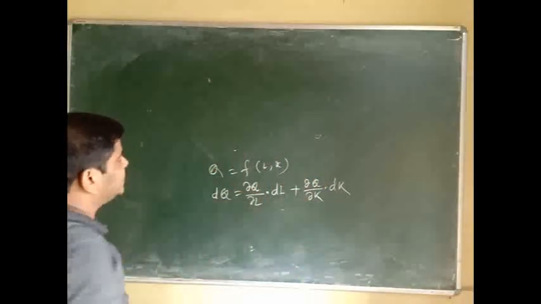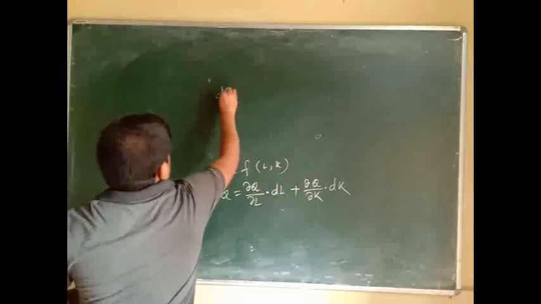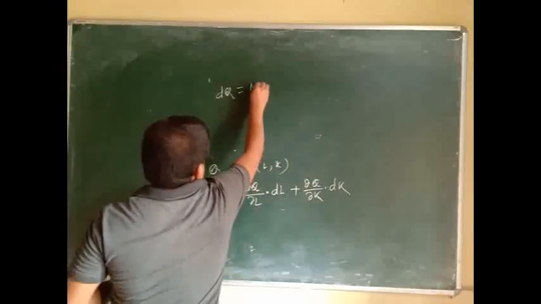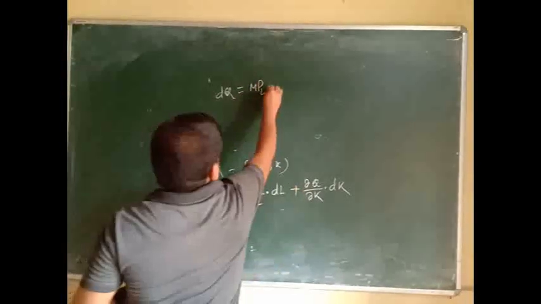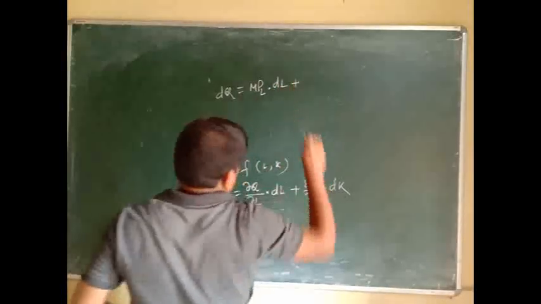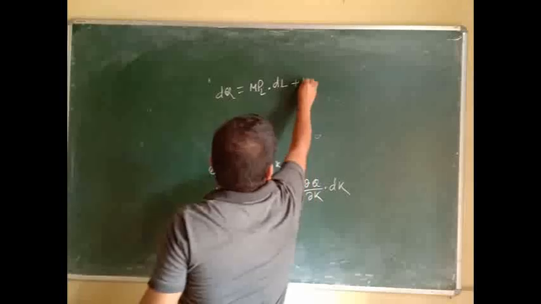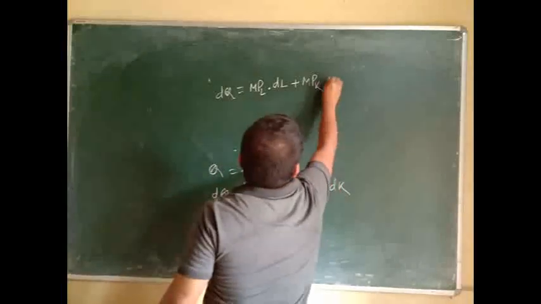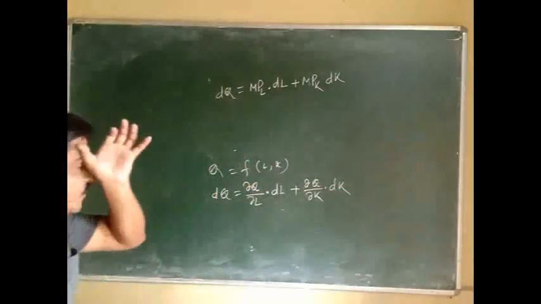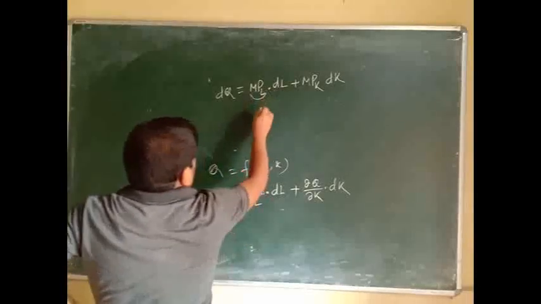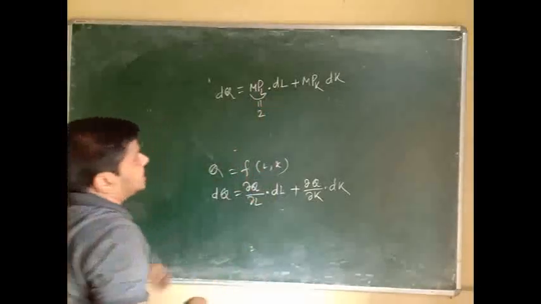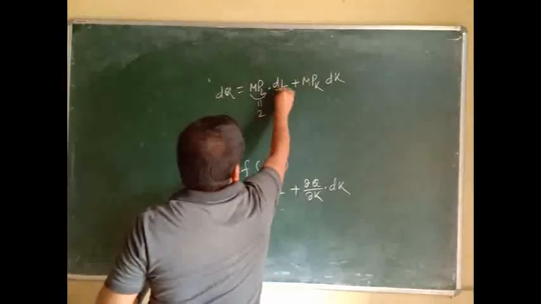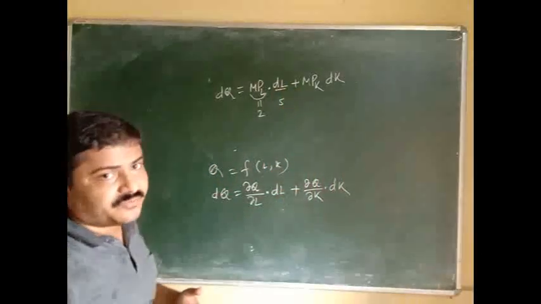Del q by del L, we know that is the marginal productivity of labor. So the total change in output is equal to the marginal productivity of labor into the total change in labor, plus this is your marginal productivity of capital, that is MPK, into the total change in your capital, so that is dK. Now suppose you know the marginal productivity of labor is 2, and how many changes you have made in your total labor force.